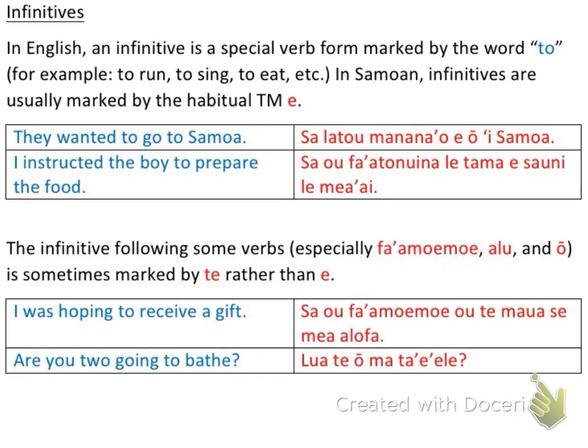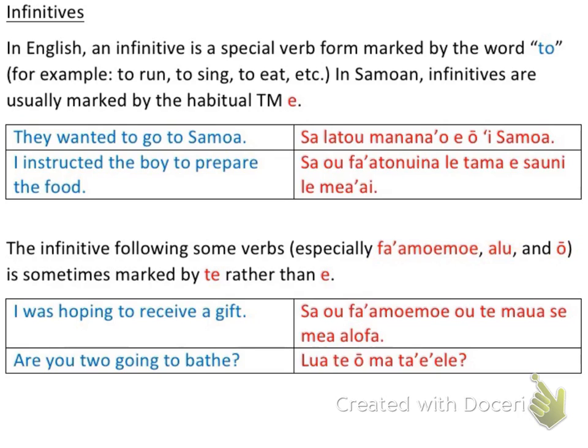The infinitive following some verbs, especially fa'amoy moi, alu, and o, is sometimes marked by te rather than a. So again, you can use the habitual tense marker a, and that's what's normally going to happen. But sometimes you can use the tense marker te, depending on what sentence structure you're using. That's something you're going to need to remember, based on descriptive pronouns or emphatic.